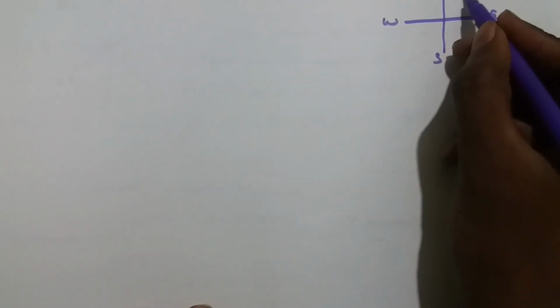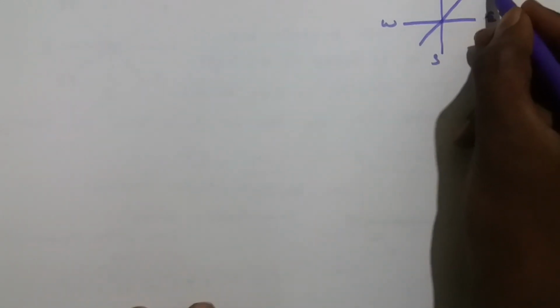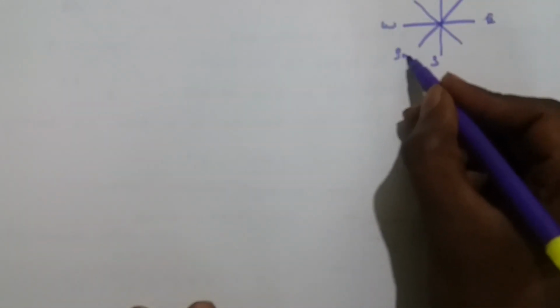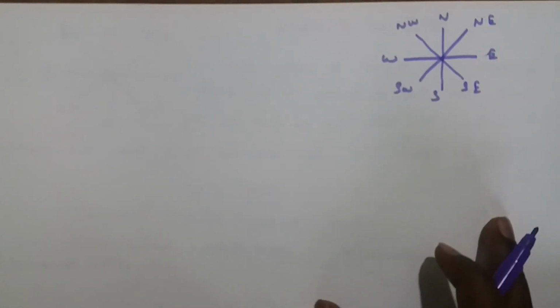Now see here, the directions are like this: north, south, east, west. This is northeast, this is northwest, this is southwest, this is southeast. These are the directions, okay?